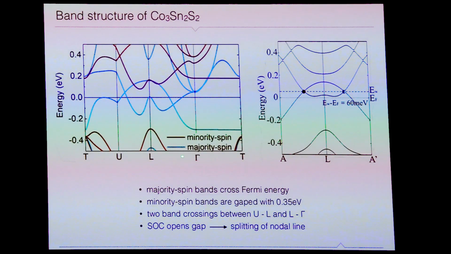Okay, the band structure of the cobalt tin sulfur looks like that. If you do not include spin-orbit coupling, between the U and L point you have this crossing on the high symmetry line, and you have another crossing between the L and gamma point. If you look in three dimensions, this will actually form a nodal line. But if you include spin-orbit coupling, that will split.